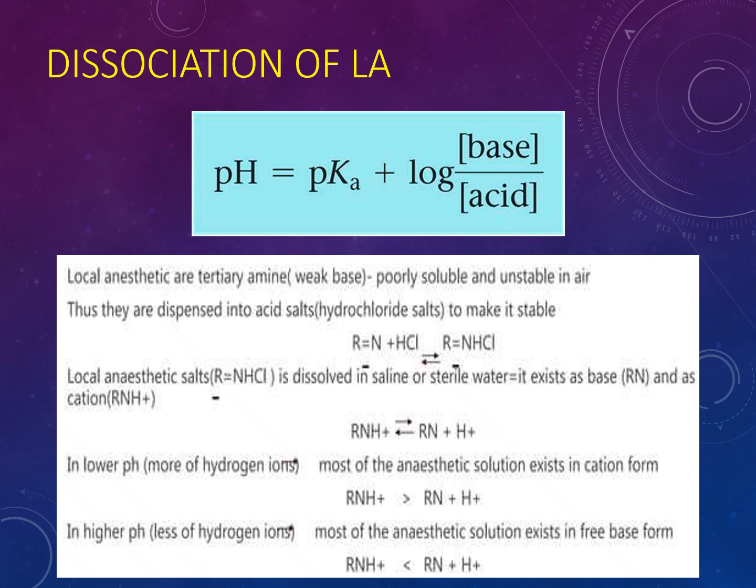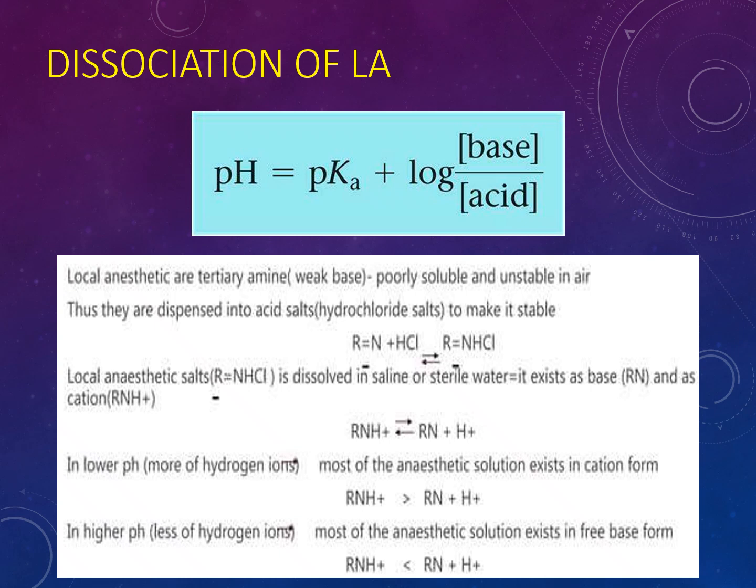Local anesthetic salt, that is RN·HCl, is dissolved in saline or sterile water and it exists as base, that is RN, and as cations, RNH+. In lower pH, that is more hydroxyl, most of the anesthetic solution exists in its cation form, that is RNH+, and in higher pH, that is less hydroxyl, most of the anesthetic solution exists in free base form. Now, the base form is the one that diffuses across the nerve membrane.